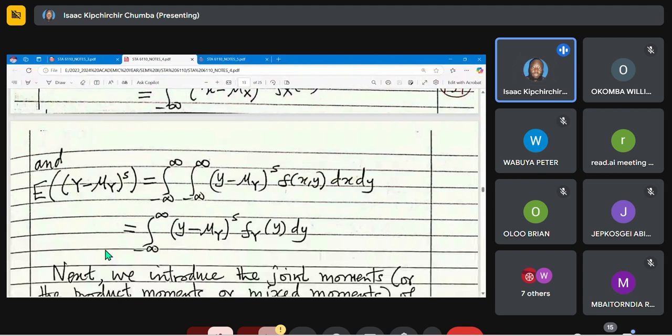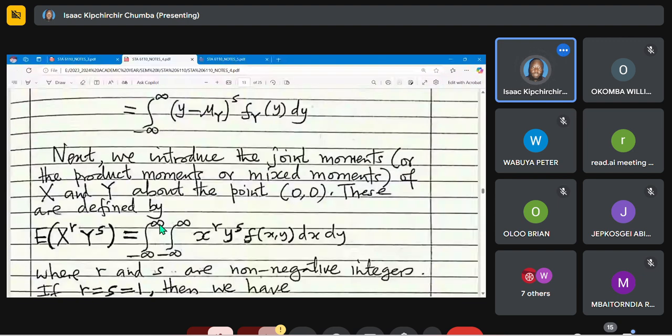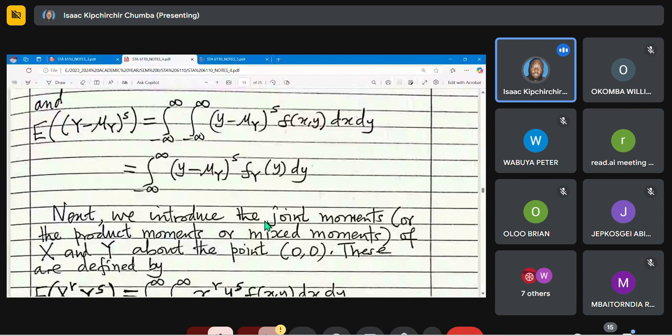But now when you are dealing with bivariate, there is another moment of importance which we call the joint moment, which requires us to use the joint distribution. We have various names. We usually call it the joint moment. We also call it the product moment, or mixed moments. They all mean the same. Different books use different names, but they mean the same thing.